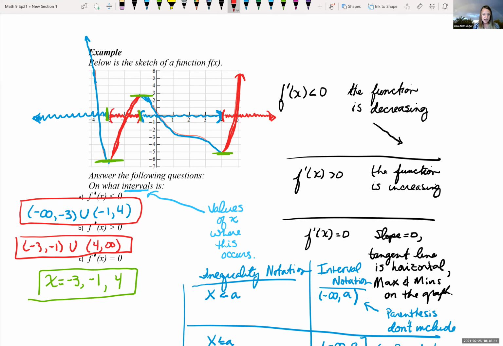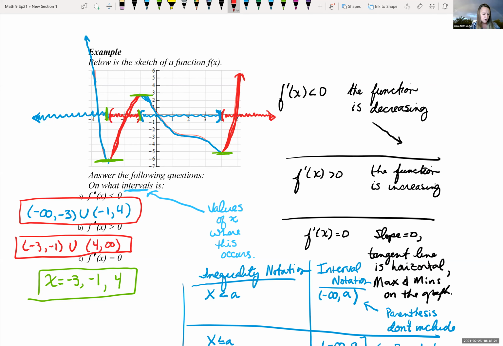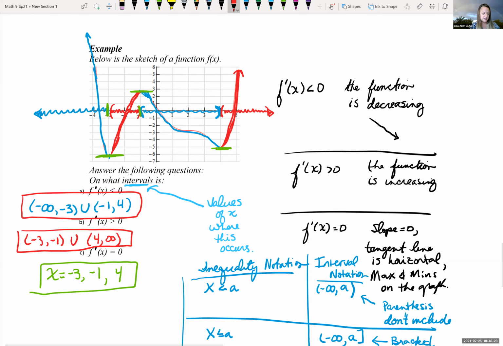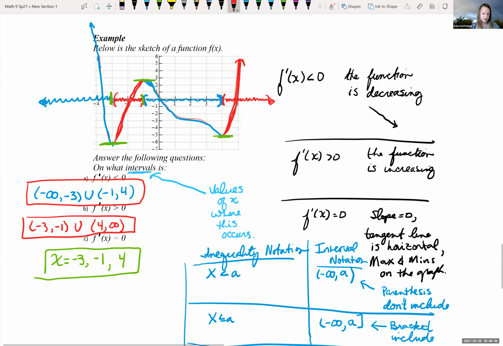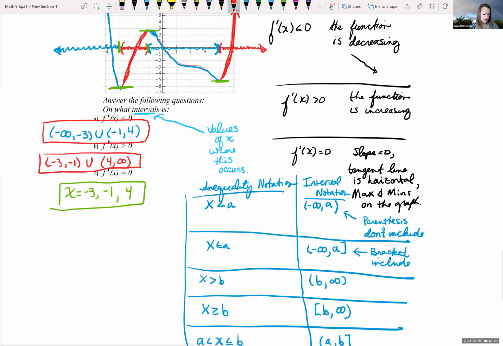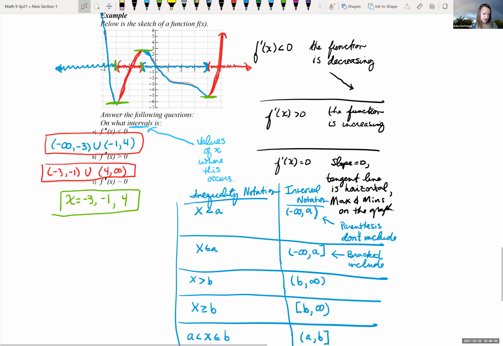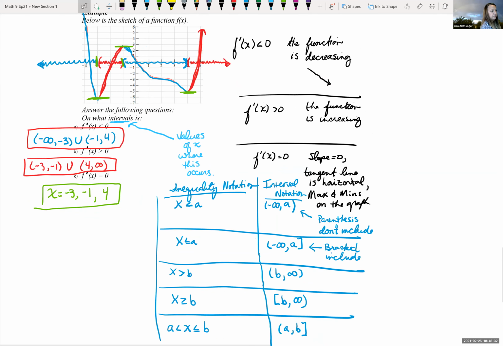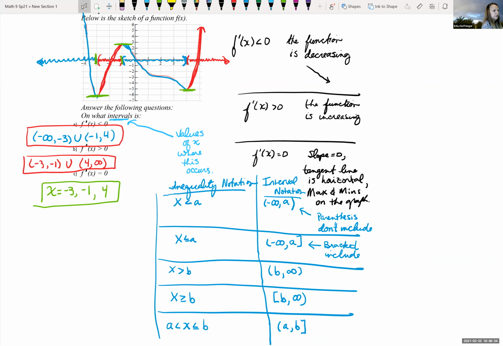Otherwise, when you're asking where is it increasing, where is it decreasing, where is our function or derivative equal to 0, or domain, and it says interval notation, you're always using x values. So any questions on that, what we just did?